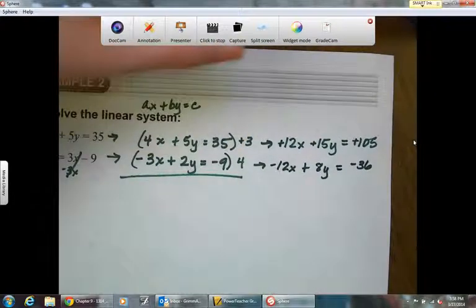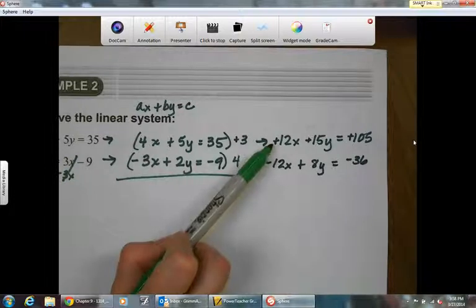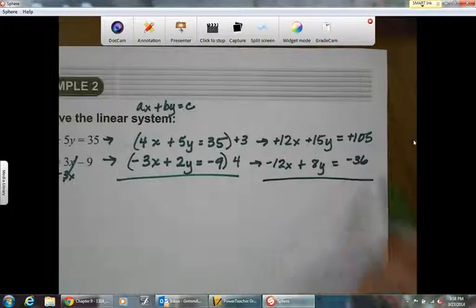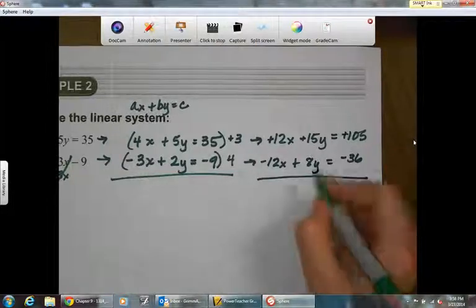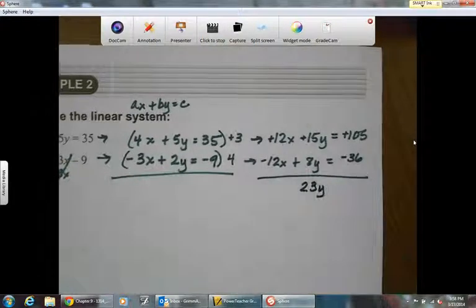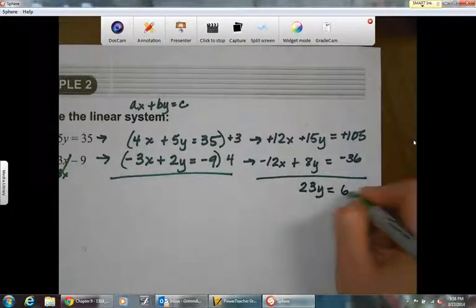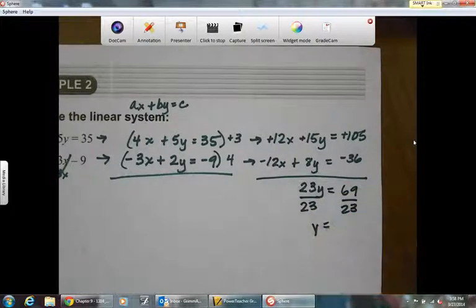Okay, now from here, because I went back and changed that, those two are going to drop out, which was my whole point a second ago. All right, so I'm going to go ahead and say that those drop out. I'm going to do 15 plus 8 and get 23y. And I'm going to take 105 and subtract 36 from it and get 69. Then I can divide both sides by 23. And y equals, let's see, 69 divided by 23, I'm going to say it's 3.